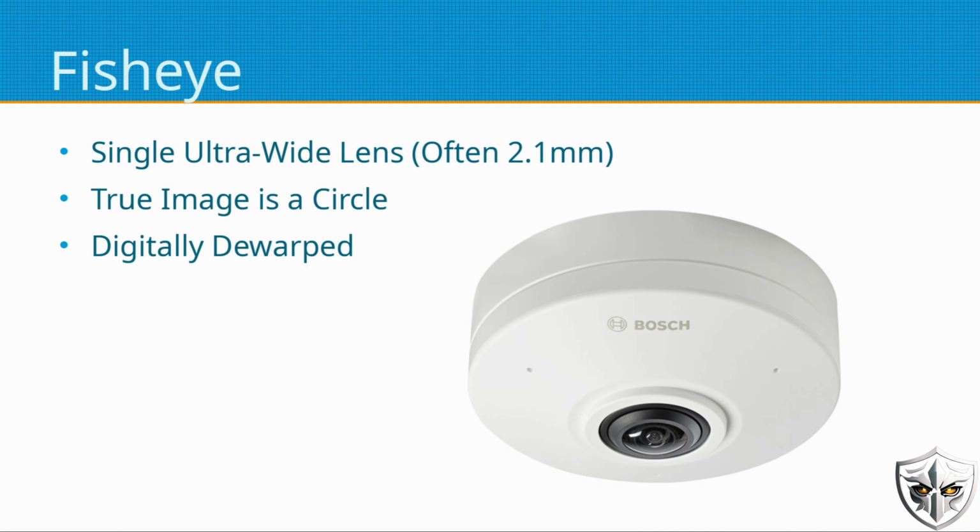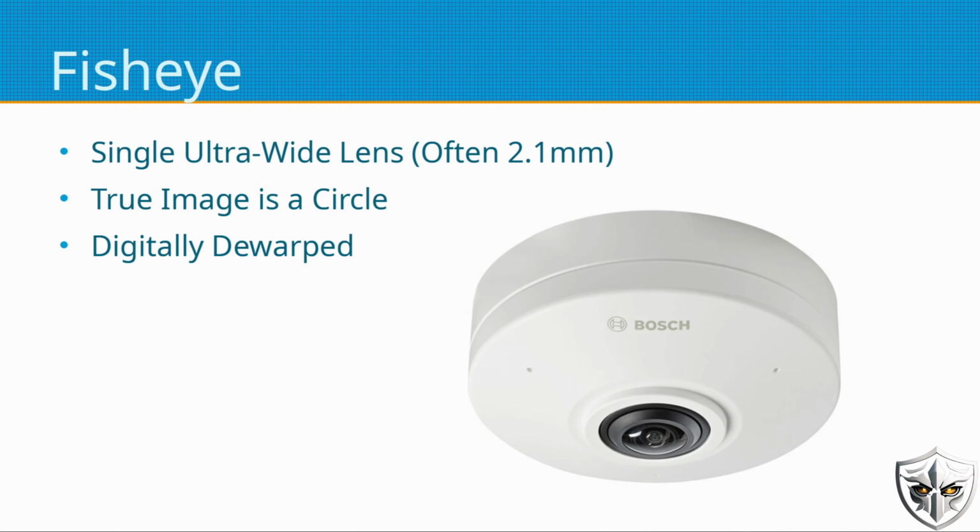Another way to do panoramic viewing is with a fisheye camera. A fisheye camera uses a single ultra-wide lens, usually about 2.1 millimeters. Remember I said the smaller the number, the wider the field of view. 2.1 is about the smallest when it comes to camera lenses because you're getting 360 degrees out of that, so you don't really need to go much smaller. The true image that comes out of it, though, is a circle, so it has to be digitally de-warped so that it makes sense to a person that's viewing it. And so you face some of the same de-warping struggles with these that I mentioned with the other panoramic camera.